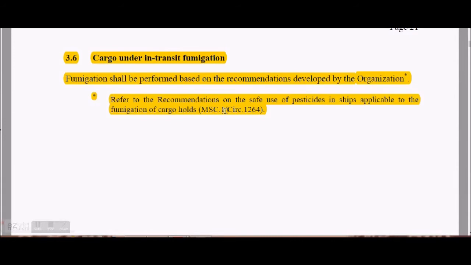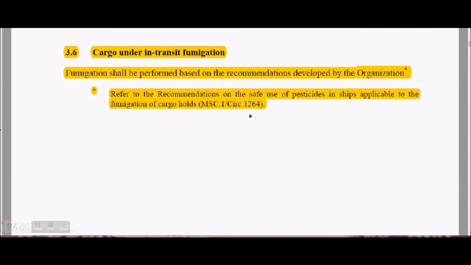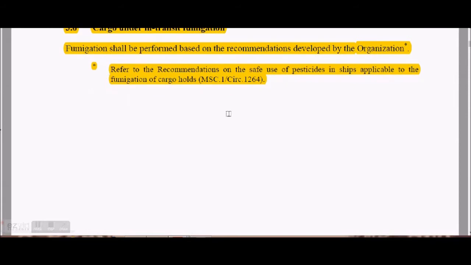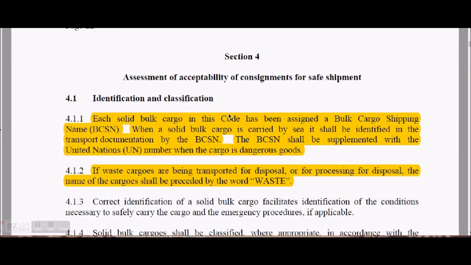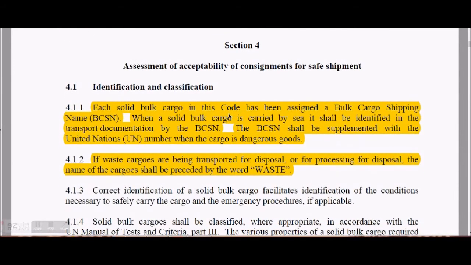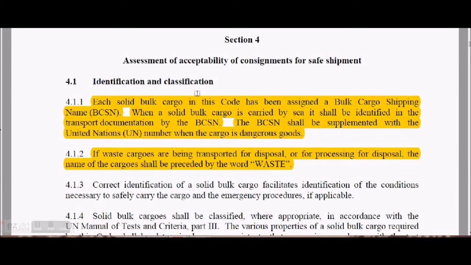Okay, now identification and classes. If waste cargo is being transported for disposal or for the process of disposal, the name of the cargo shall be preceded by the word waste. Means first write waste and then the name of that cargo.